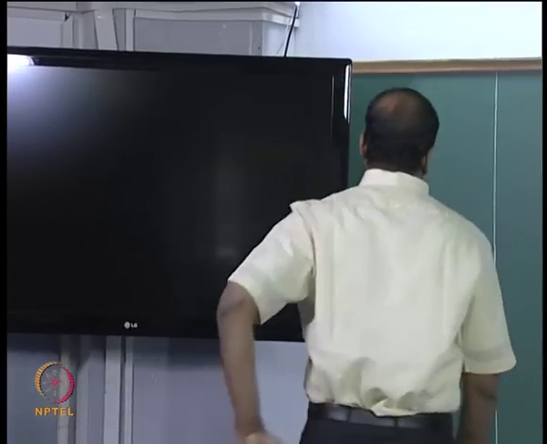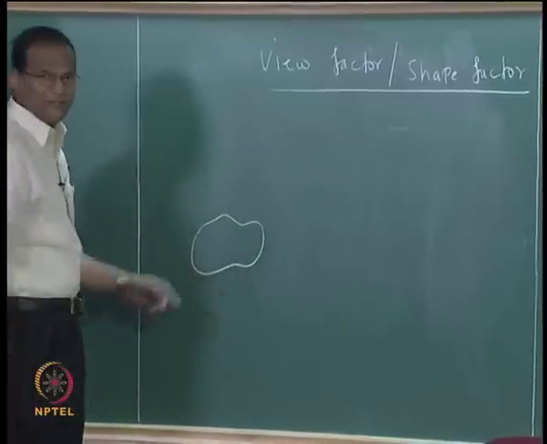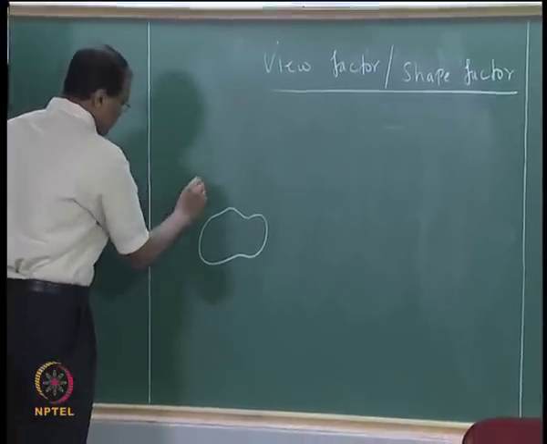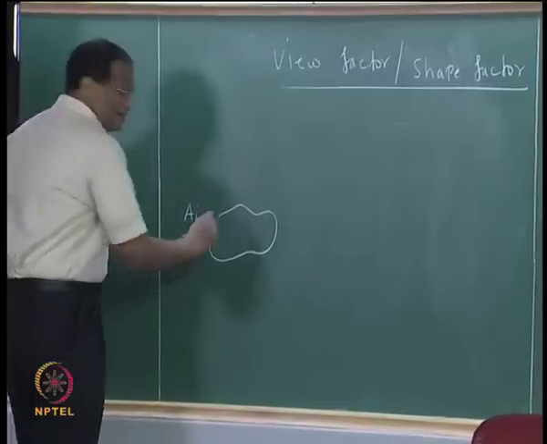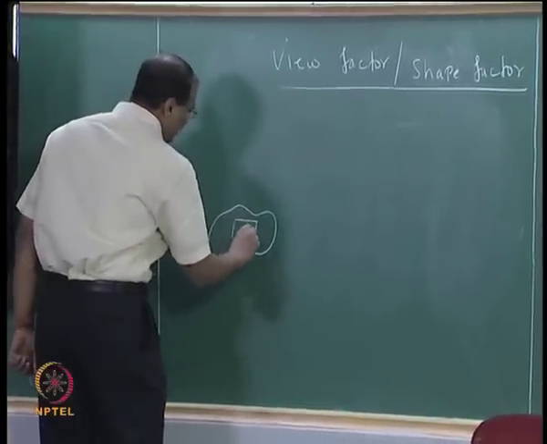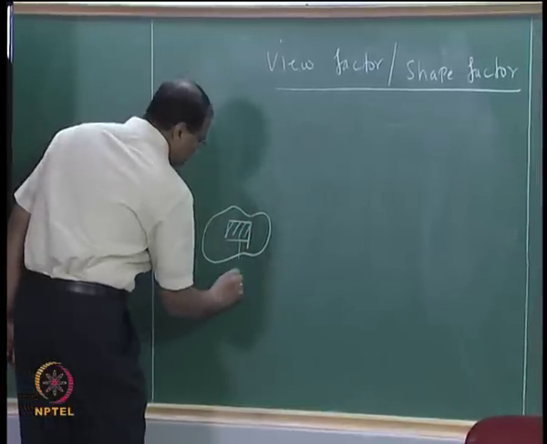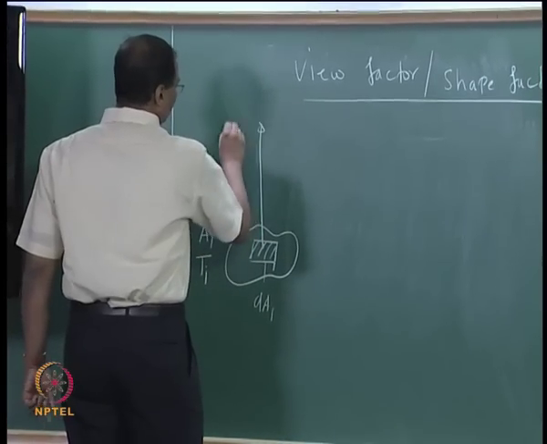Now, there is a surface AI, it has a temperature TI. I take an elemental area DAI, okay. Now, the unit vector is NI.